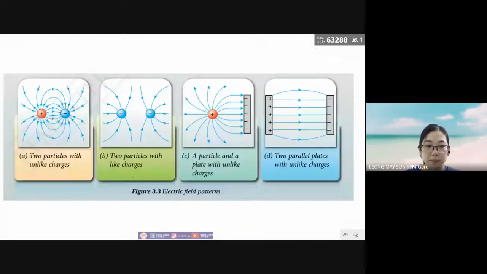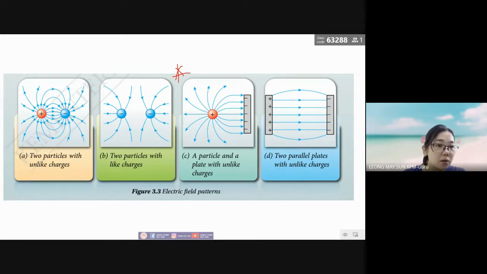Okay, so other electric field patterns, put a remark in your textbook, or if you printed out this particular slide, make sure that you put a highlight here because you need to learn how to draw these electric field lines. When there's a positive charge particle and a negative charge particle, we assume that they have the same magnitude. The number of lines coming out from the positive should be equal to the number of lines entering the negative.